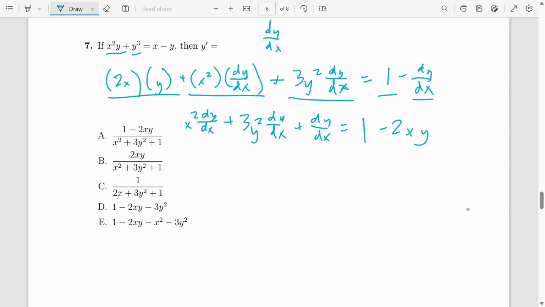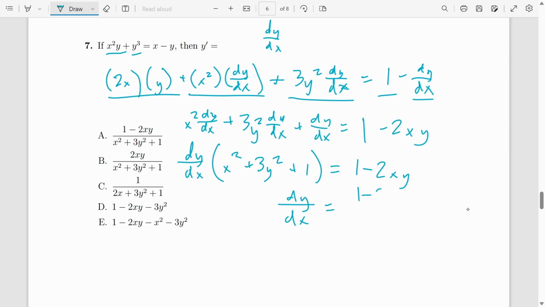So now we're here. We can take a dy over dx out of the left side. Dy over dx times x squared plus 3y squared plus 1 equals 1 minus 2xy, and then divide both sides by x squared plus 3y squared plus 1. So dy over dx equals 1 minus 2xy over x squared plus 3y squared plus 1. Is that an answer? Yes, it is. A. So yeah, implicit differentiation.